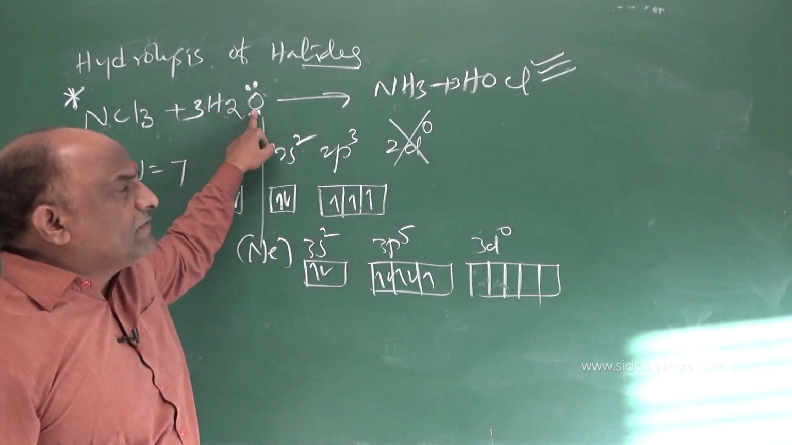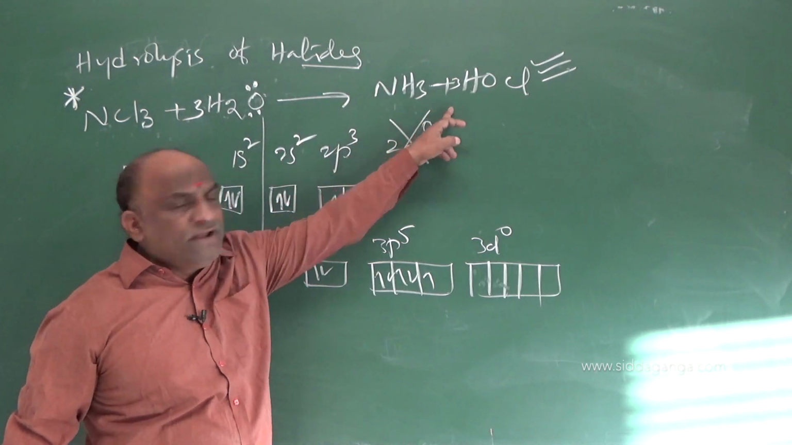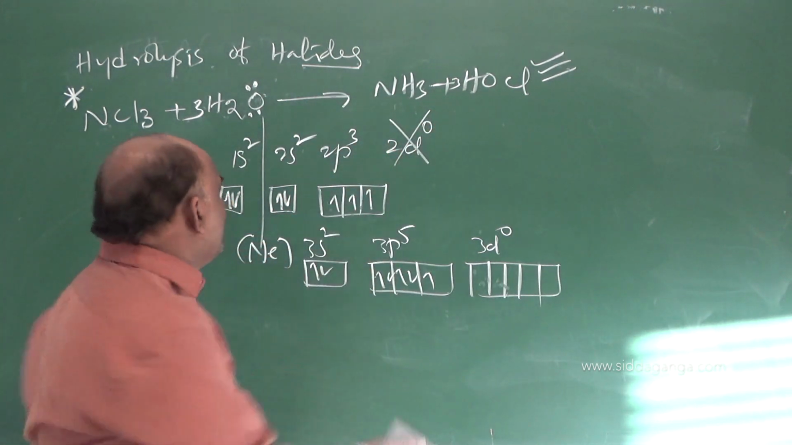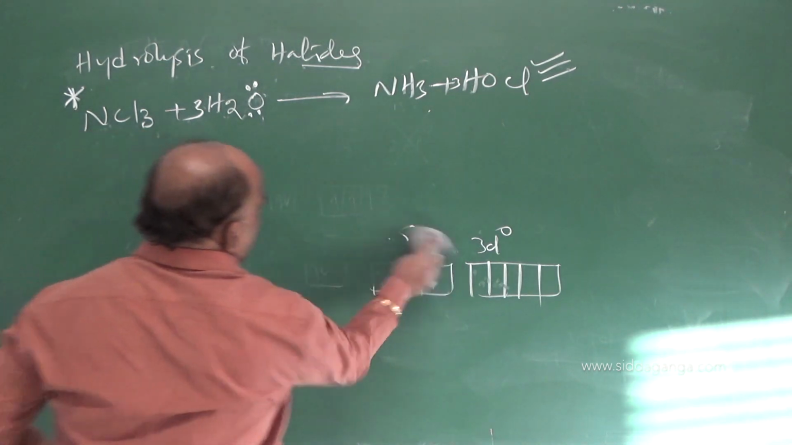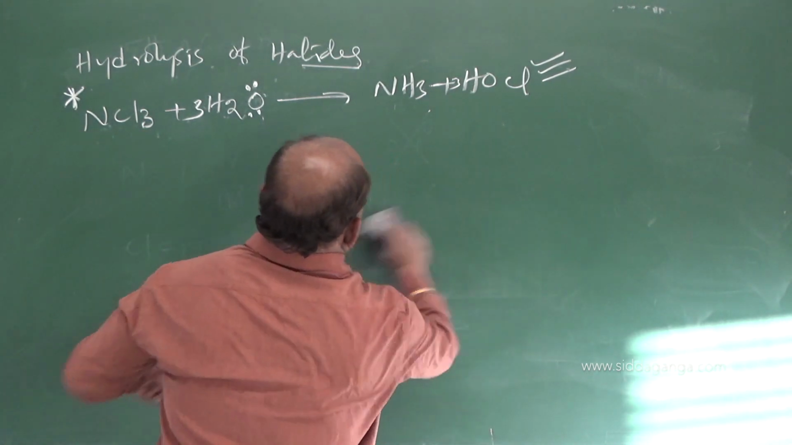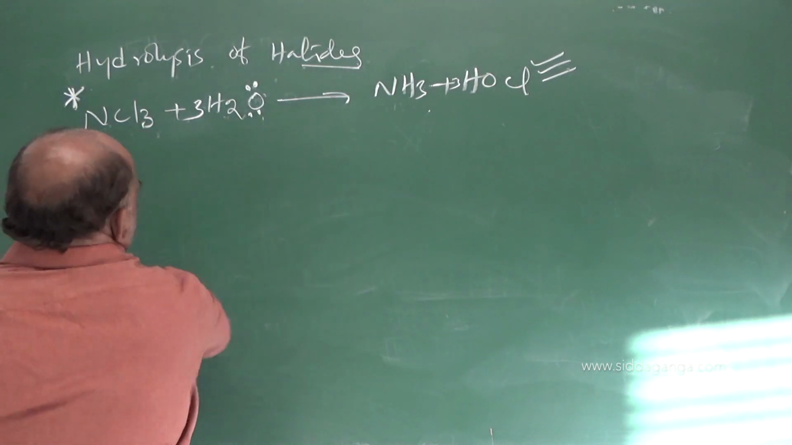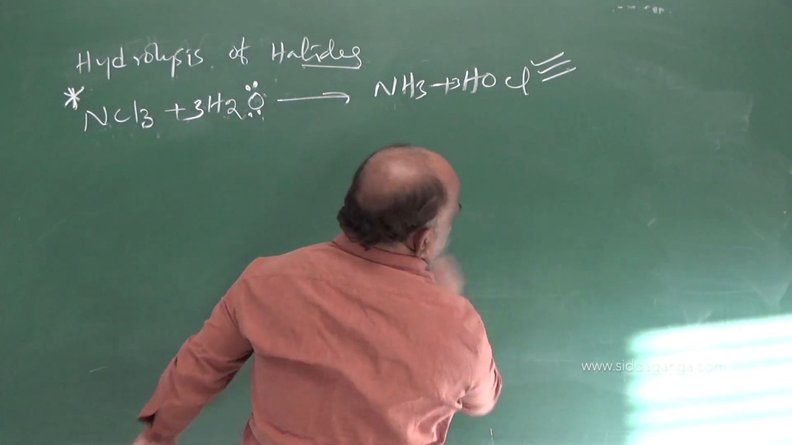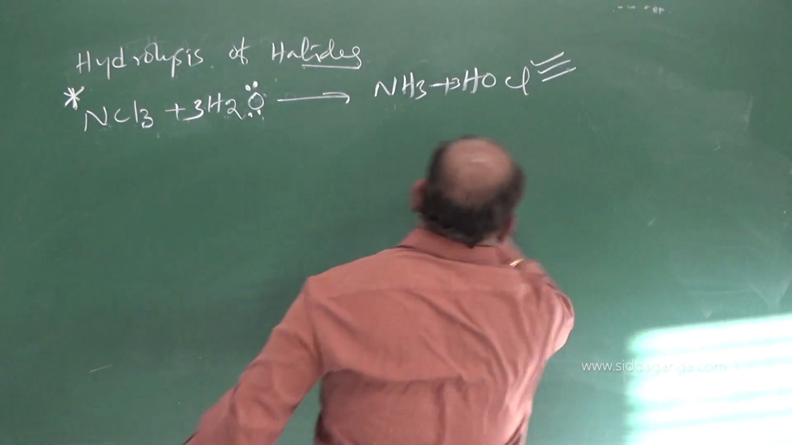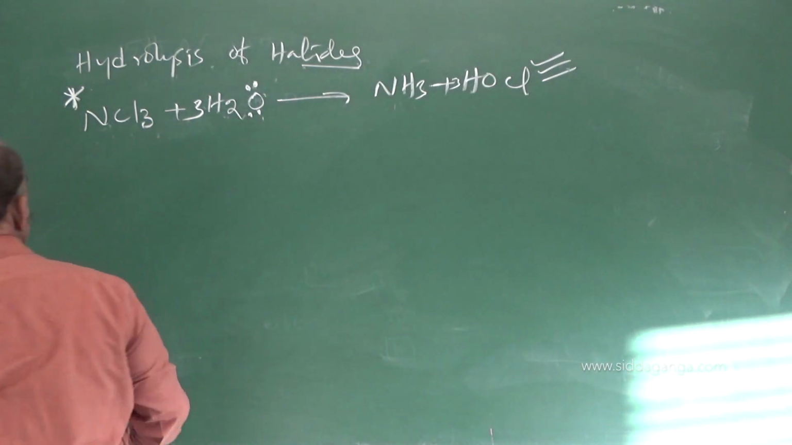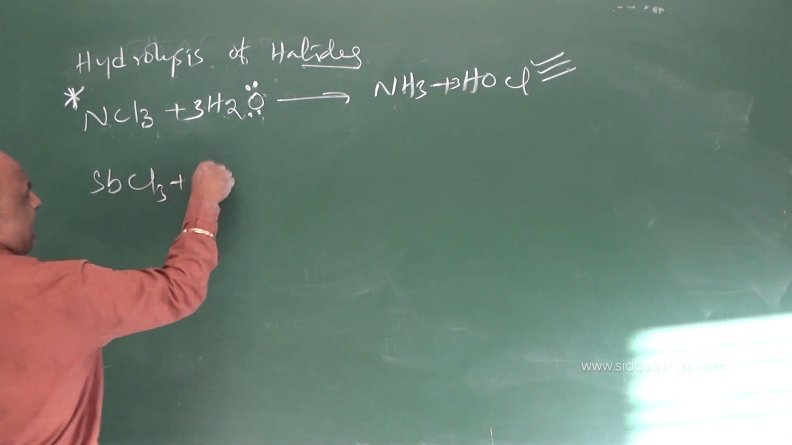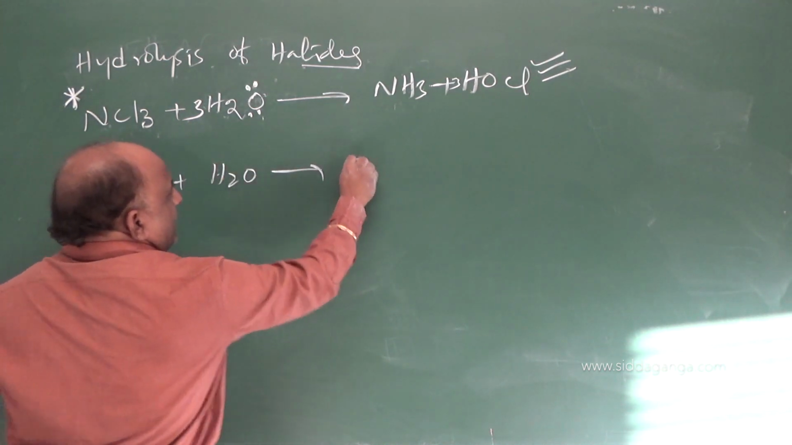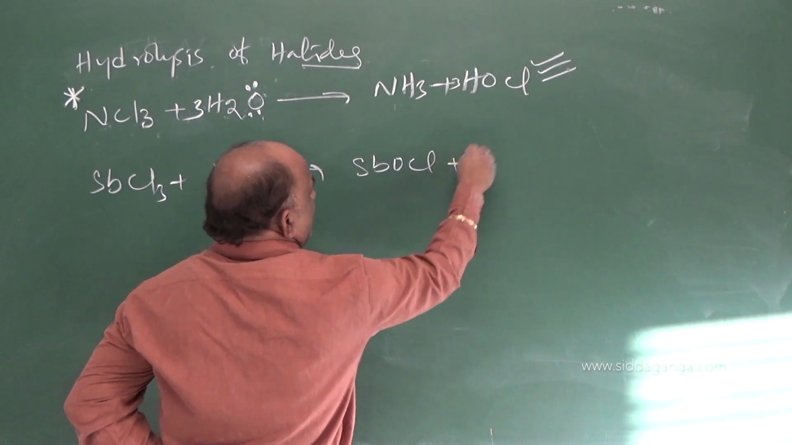NCl3 on hydrolysis gives rise to NH3 plus HOCl. Coming to one more example, that is SbCl3 and BiCl3. On hydrolysis of SbCl3, SbCl3 plus H2O gives rise to, remember this, SbOCl plus HCl.